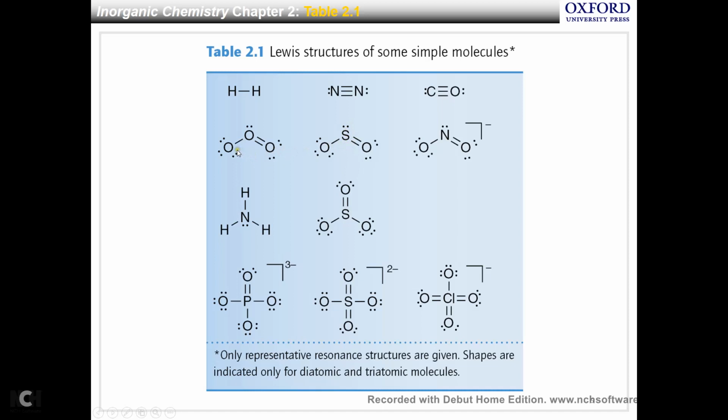Can you do the same thing? Can you share these 2 electrons? Can you put these 2 electrons over here to form a double bond? No. This is because oxygen is a 2nd row element. You do not exceed 8 valence electrons for any 2nd row elements.